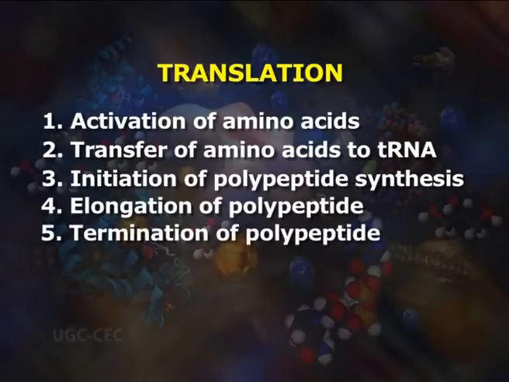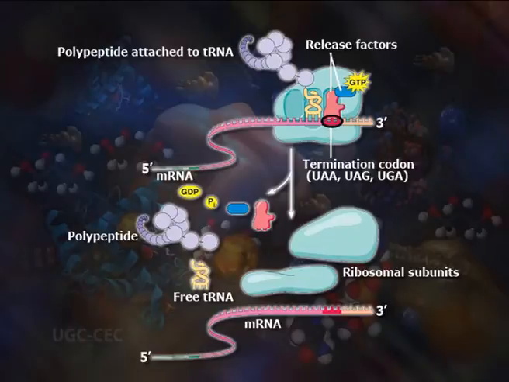Step 5. Termination of polypeptide. The termination of the polypeptide chain in both prokaryotes and eukaryotes is brought about by the presence of any of the 3 termination codons, namely UAA, UAG and UGA. There are no tRNAs with anticodons complementary to these triplets.